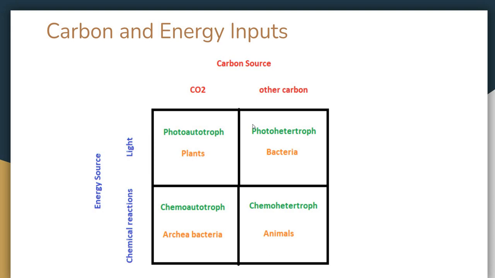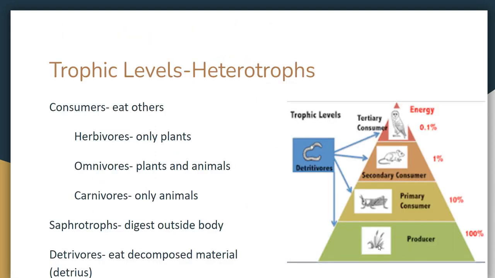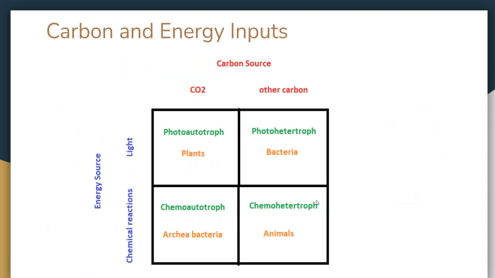So let's stick to energy for a moment and try to do a matrix to figure out what the different types of organisms might be. So first of all, where do they get their energy source from? They could get it from light, that's where it started from, or chemical reactions. So if you go back here, these guys start off getting it from light or from chemical reactions.